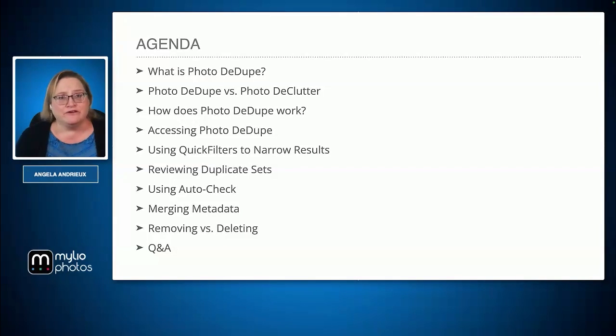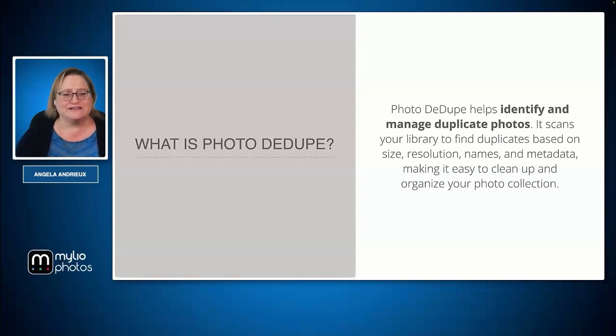We'll talk about how to review the duplicate sets, how to take a look at those different images, and figure out which ones you want to keep and which ones you want to get rid of. We'll talk about the auto check tool and all the great options that are in there, and how Mylio Photos gives you the option to merge metadata when you clean up those duplicate images. And we'll talk about removing versus deleting. At the end, like I said, we'll have some time for open Q&A. So let's go ahead and get started.